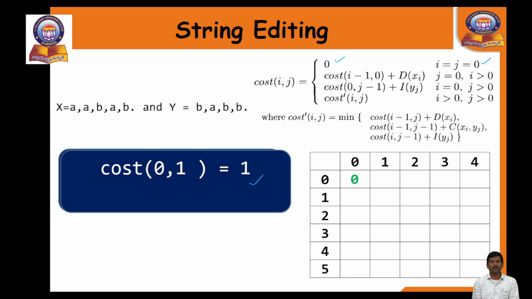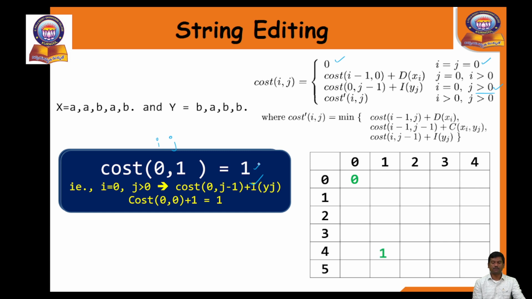For cost of 0 comma 1, this is your i value and this is the j value, so i equal to 0 and similarly j equal to 1. So when i is equal to 0 and j is greater than 0, you have to use the computation statement cost of 0 comma j minus 1, that is cost of 0 comma 1 minus 1, which will be equal to 0, plus insert of yj. For the insert operation, it takes 1 unit of time. So 0 plus 1 will be equal to 1. That is what you got: cost of 0 comma 1 will be equal to 1.